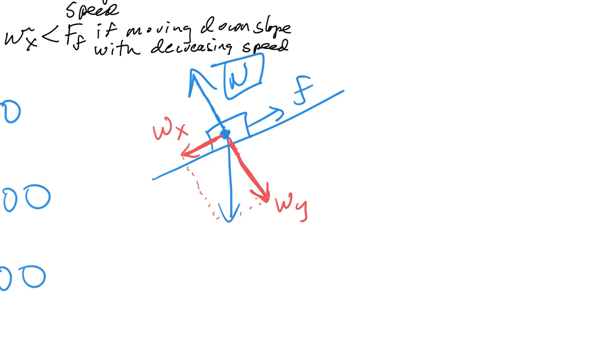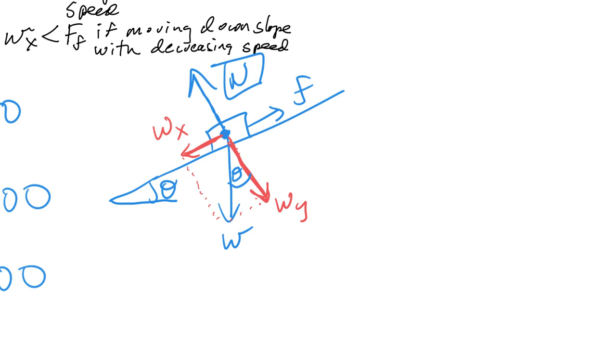So whenever you're on an incline, it's the x component of the weight that's making you go down the incline. Now this angle right here, the slope angle, is the same as this internal angle right here. They're congruent.